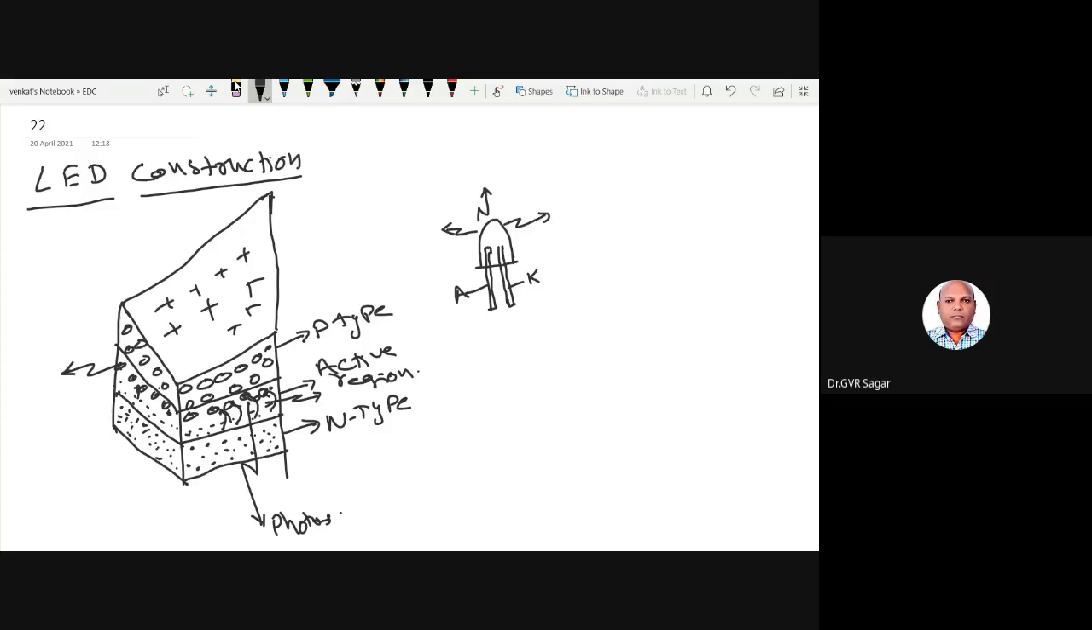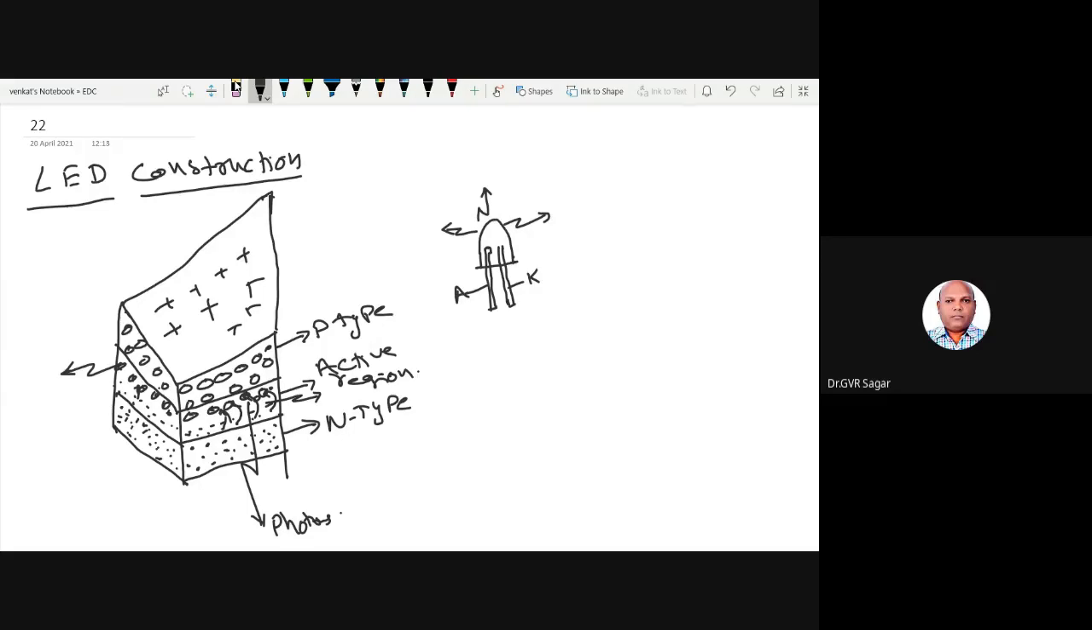The LED operates on the electroluminescence principle. The electroluminescence principle is nothing but an electron moving, recombining, or filling a hole at a lower energy level. Or you can say that an electron from the conduction band moves and fills a hole in the valence band, and energy is released. That energy is in the form of photons. This mechanism is called the electroluminescence method.